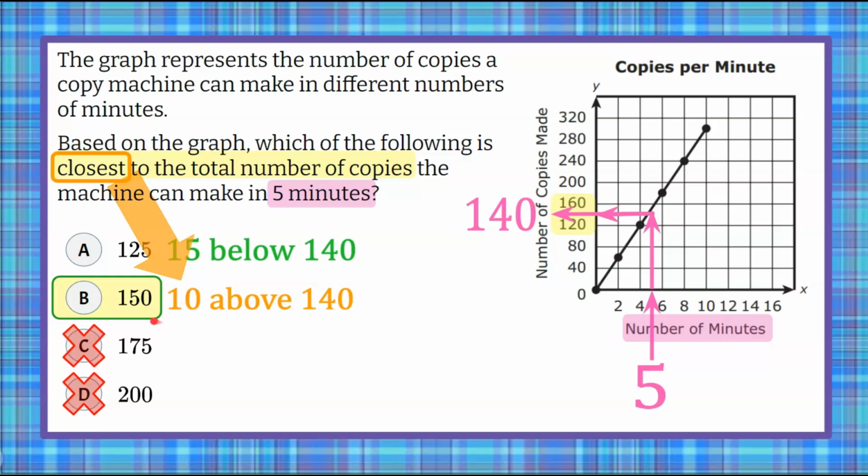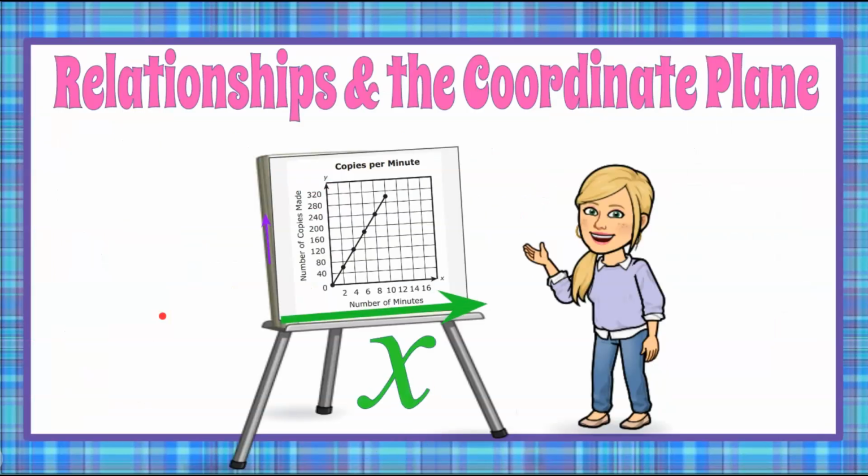So we're going to say that the closest number of copies that can be made in 5 minutes based on this graph is answer B, about 150. And that's how you determine a relationship on the coordinate plane between an x and a y on a real-world graph.